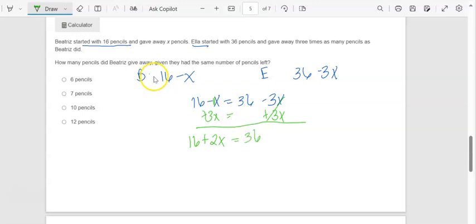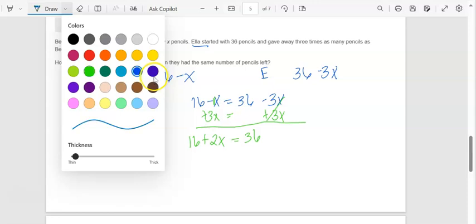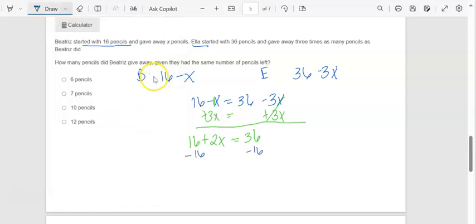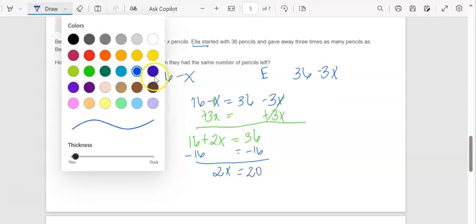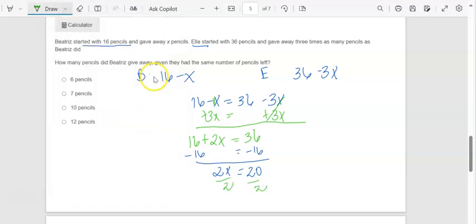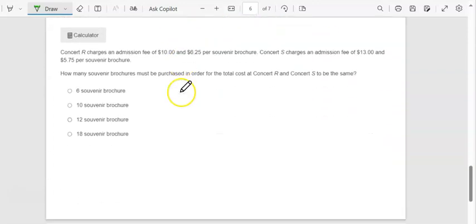Bring down your 36. I want to leave the variable on that left side, so I need to get rid of the 16. It's a positive, so the opposite is to subtract it. And 36 minus the 16 is 20. And then that shows multiplication. So the last step, we're going to divide by 2. The 2's cancel, and you're left with 20 divided by 2, which is 10 pencils. Okay, next one.